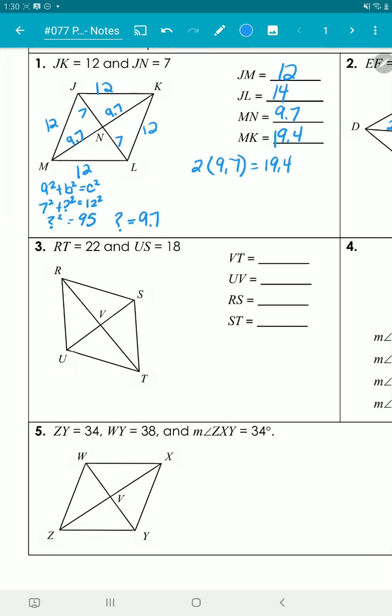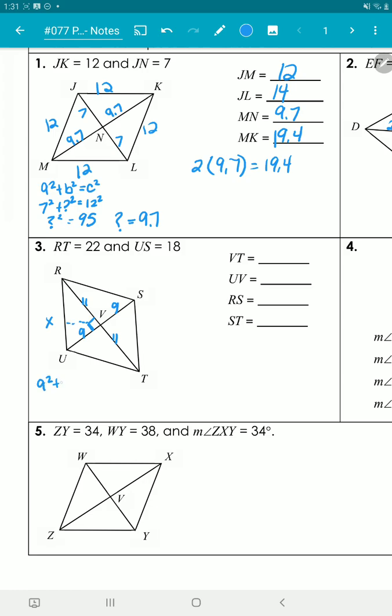From R to T is 22, so each of these halves is going to be 11. From U to S is 18, so each of these halves is going to be 9. Again, these are right angles, so you can go ahead and solve for this side using the Pythagorean Theorem. Okay, so let's just call it x for now. That's going to be the c because it's directly across a right angle.